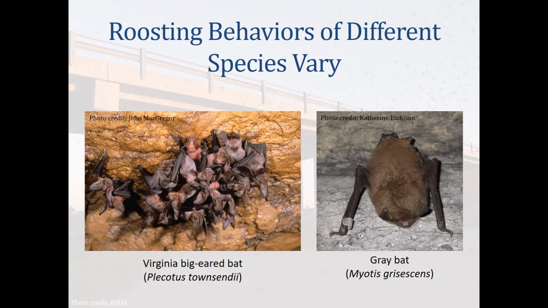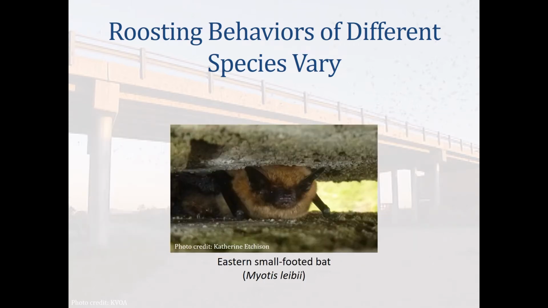And while the Virginia big-eared bat and gray bat also hibernate in caves or cave-like structures, they form maternity roosts in caves or cave-like structures as well. Eastern small-footed bats hibernate mostly in caves as well, but are also known to hibernate in rock shelters and fissures and cliffs, as well as old mines and quarries.